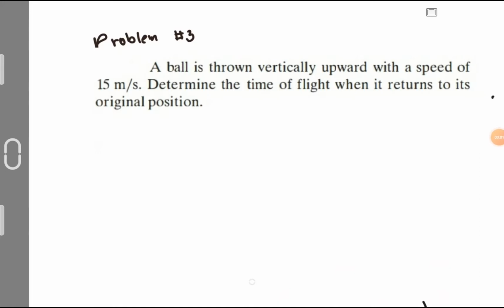Okay, so this will be our solution for our problem number 3 in our week 3, which is basically a practice problem. A ball is thrown vertically upward with the speed of 15 meters per second. Determine the time of flight when it returns to its original position. So this problem is a free fall problem.